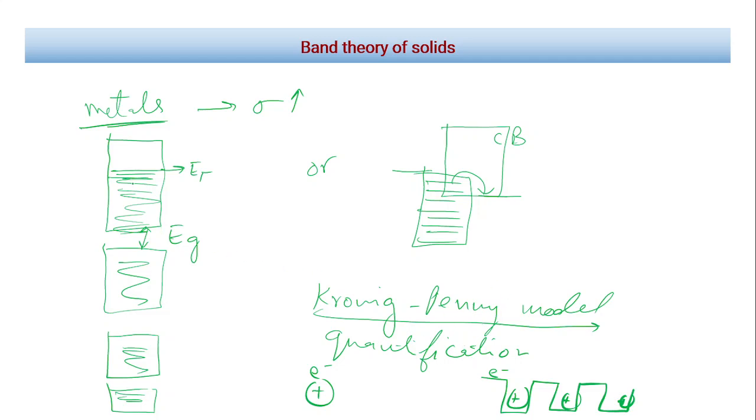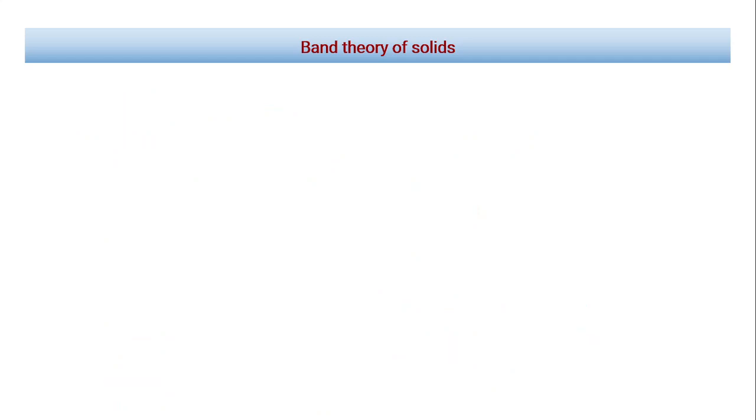I was just trying to give you the picture, and for quantification of these energy levels and the band gap concept, the Kronig-Penney model gives a better answer. So this was about the band theory of solids, how it comes. And I think now we can start doing some problems based on this.